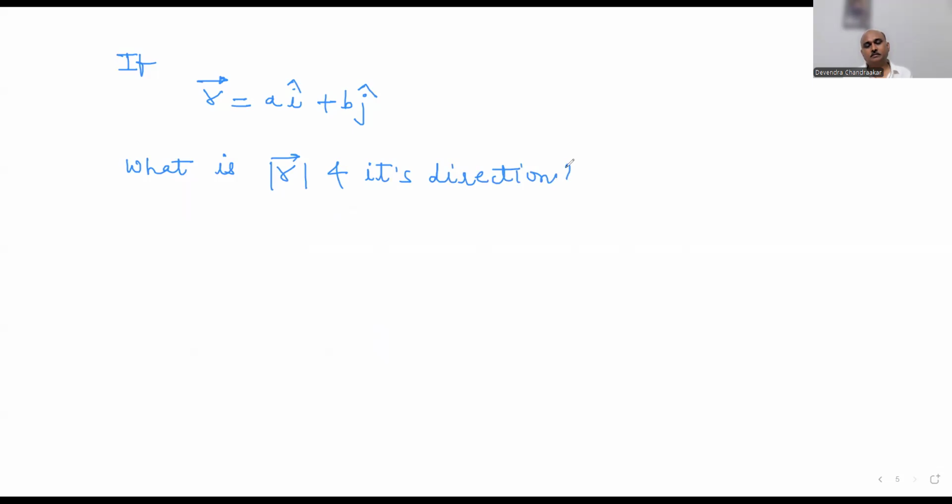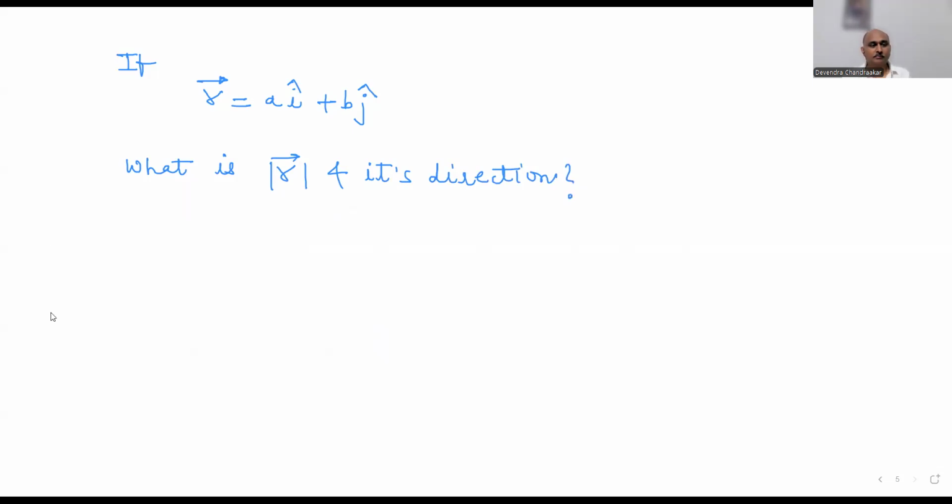Now, the question is, if a vector R is shown as a sum of its components, let's say A i cap plus B j cap, right? Can we find the magnitude of this vector and its direction? So how do we do this?